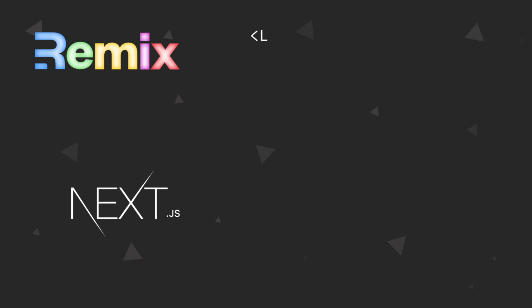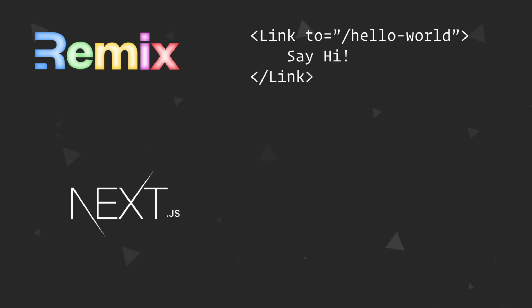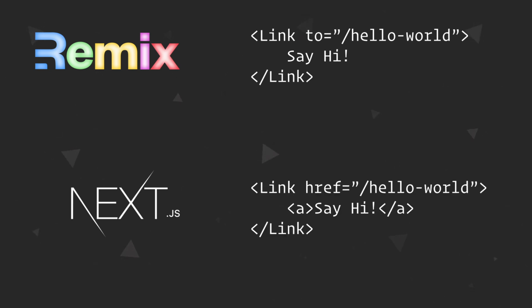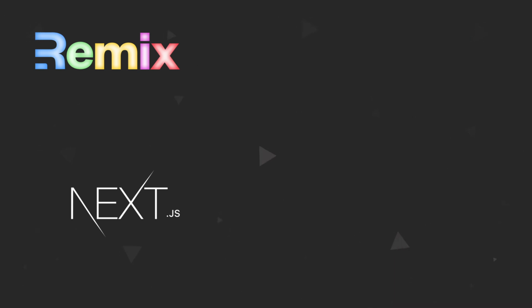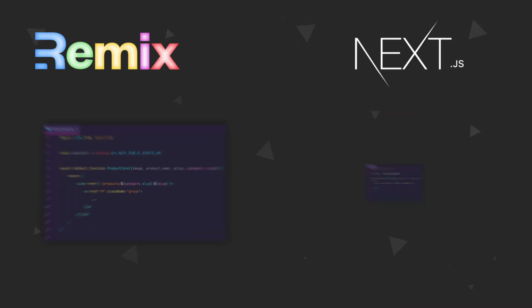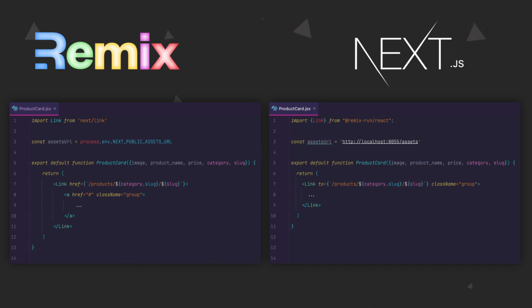To link my products to the single product page, I use the Link component, which is also similar to the Link component in Next, except in Remix you don't have the href property, but instead you use the to property. And also you don't need to wrap a Link component around an anchor tag like you need to do in Next.js. You can see the link to my products in the product card.jsx, and you can see the difference between Next and Remix. It's very similar for the most part. The only difference is the href property and the missing anchor tag.